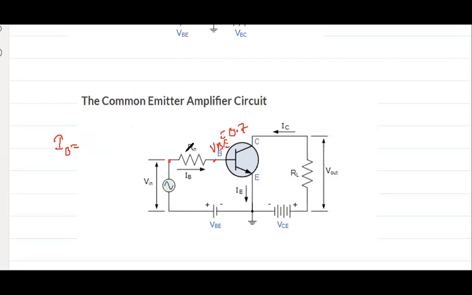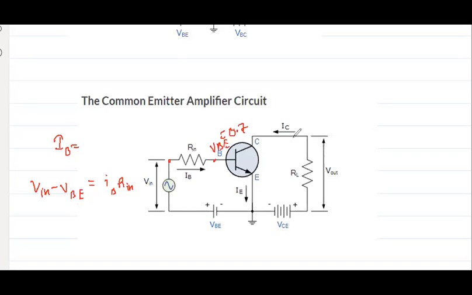VB is equal to what? This is a higher potential, this is a lower potential. So I can say that VIN minus VBE is the potential drop between these two points. Yes or no? Step by step, this is equal to IB into RIN. Anyone have any issue in this?